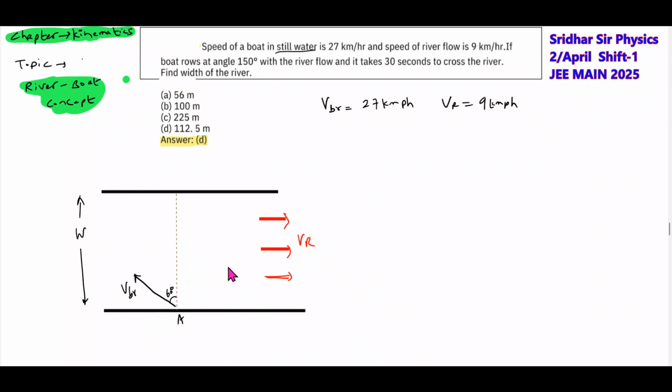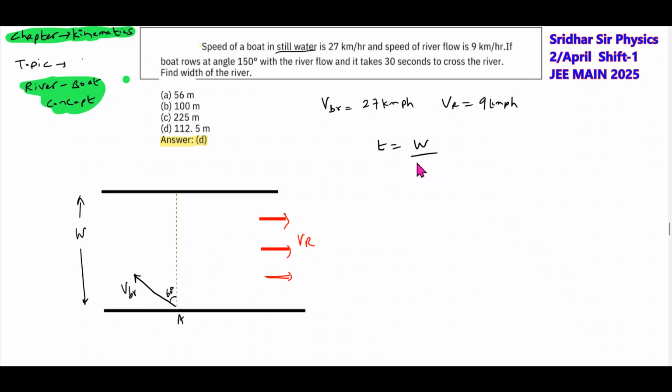So we'll do one thing. We have to calculate the width of the river, but he has given the time taken to cross the river. He didn't say whether it is the shortest path or shortest time. Shortest time is not possible, because the boat is angled upstream. Shortest path may be possible, that we have to cross check. So who will determine the time taken to cross the river? We'll directly come to this one.